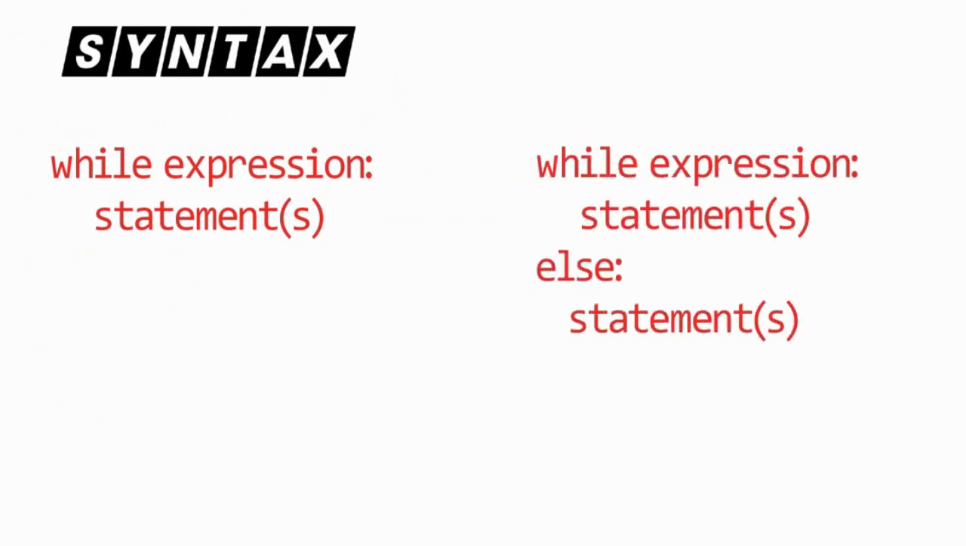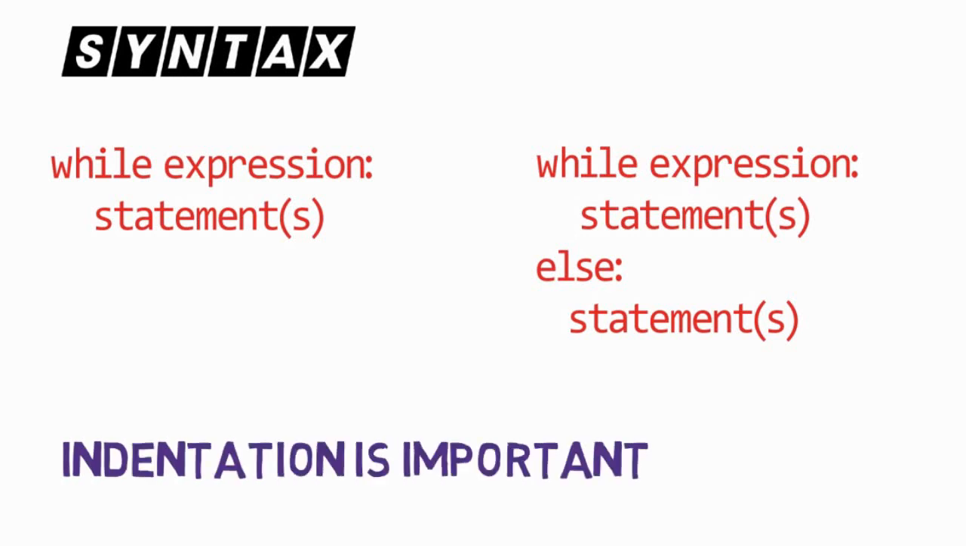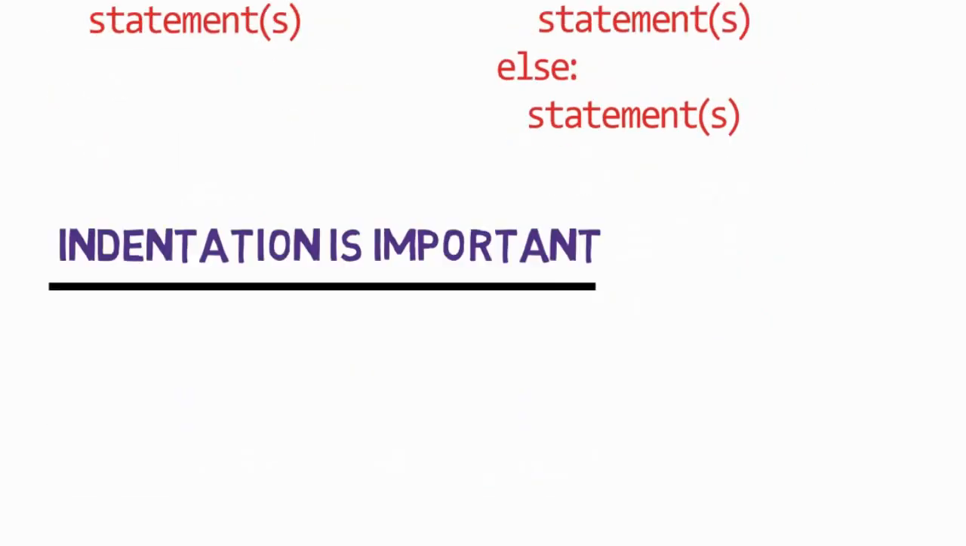Now we'll see the syntax of this statement. The syntax for while statement is like this and the syntax for while else statement is like this. Both are pretty much similar except the else part, and once again, indentation is very important to identify whether a particular block of code is present inside the while statement or not.